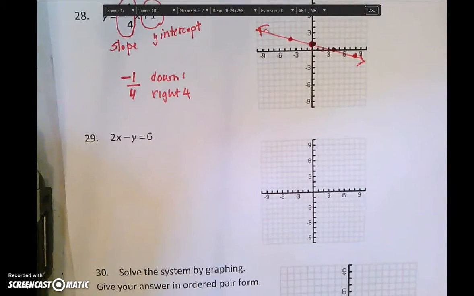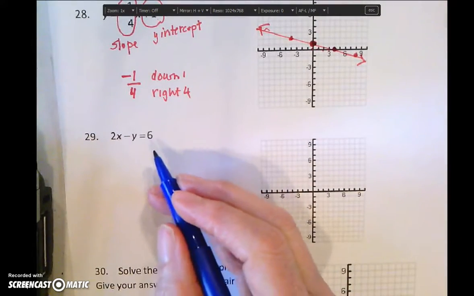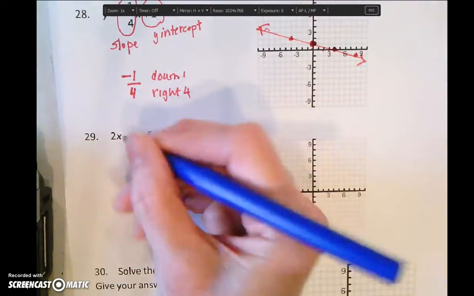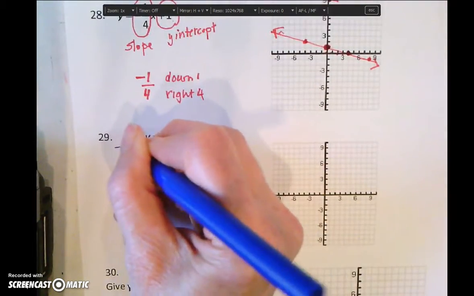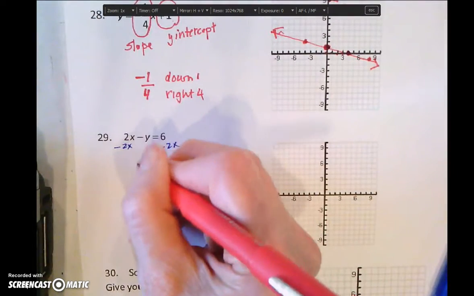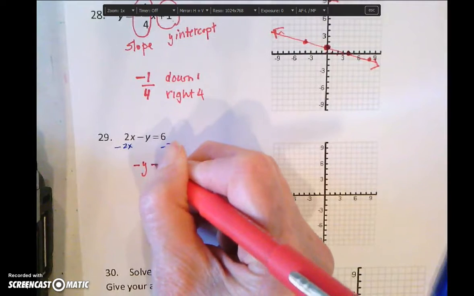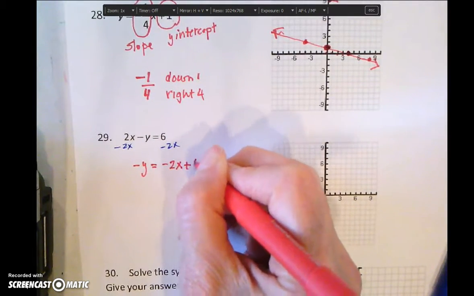Then we'll need to first solve it for y. This isn't in the correct form yet in order to graph. So I'm going to solve it for y. If I were to subtract 2x from both sides, then that will leave me with, I still have that negative sign, negative y is equal to negative 2x and a plus 6.